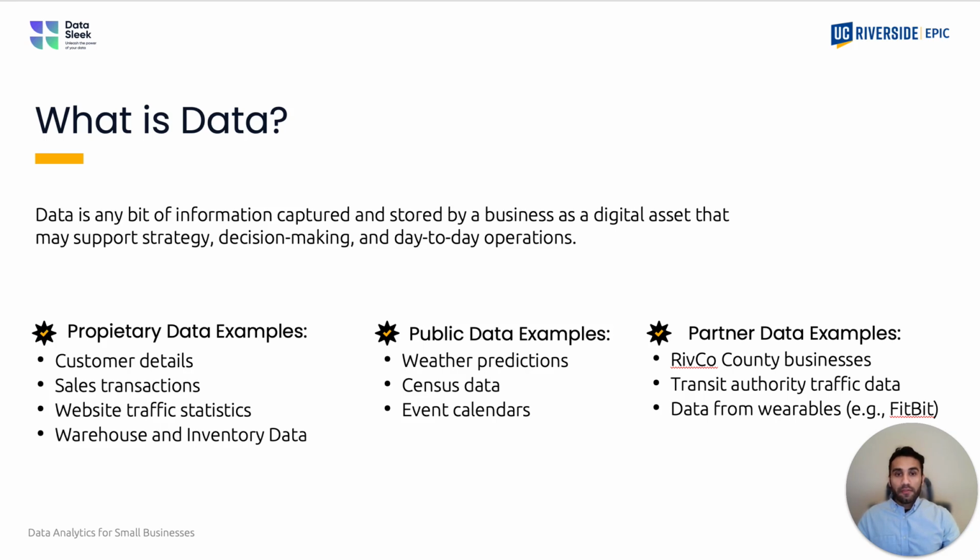Proprietary data is private internal data that your organization owns and collects. Examples of that would be sales data or customer data. On the other hand, public data is often referred to as open data. It is information that is freely available for business to use. Example would be weather predictions or census data.